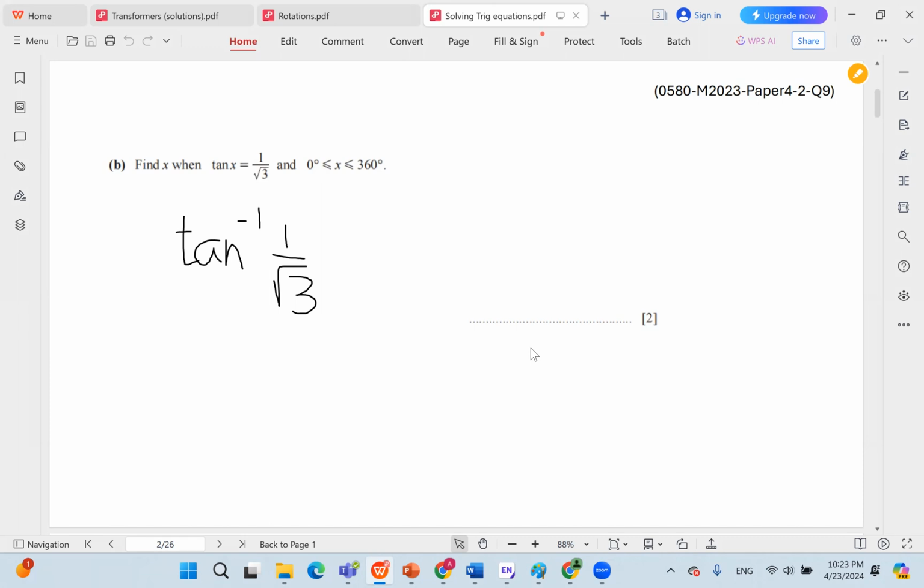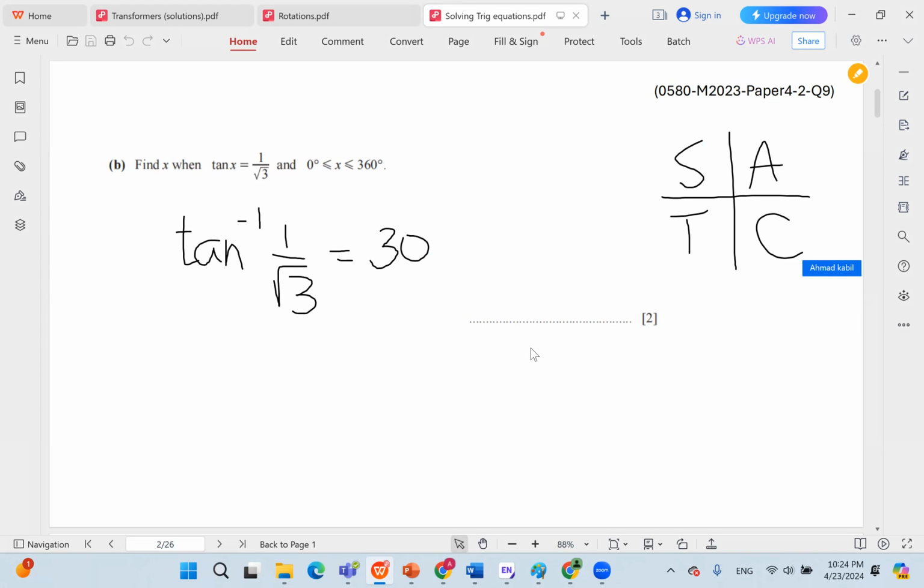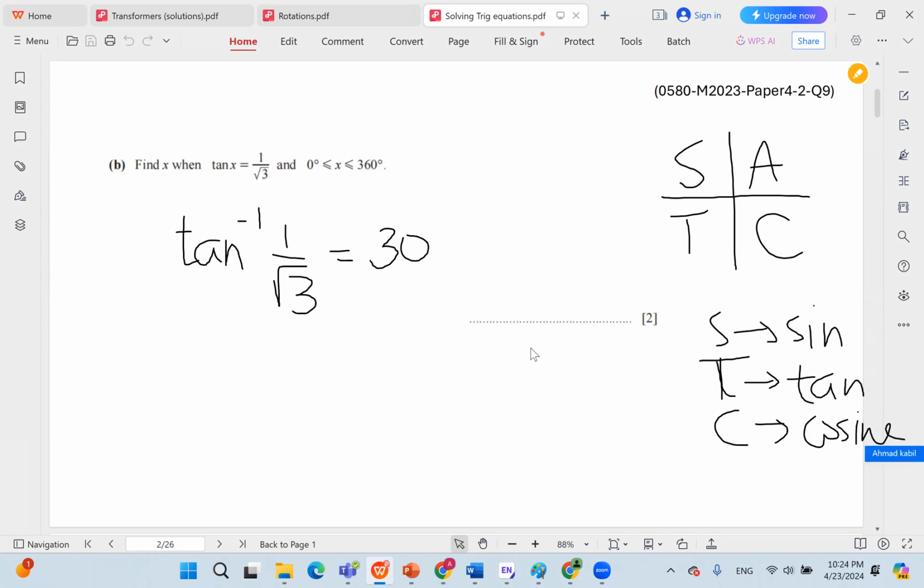On the calculator, make sure that your mode is set to degrees, not radians. So this will give you 30 on the calculator. And then we want to discuss how to get other possible values. So we use something called the ASTC rule. A, S, T, C. S stands for sine, T stands for tan, and C stands for cosine. And A stands for all, because everything is positive in quadrant 1.